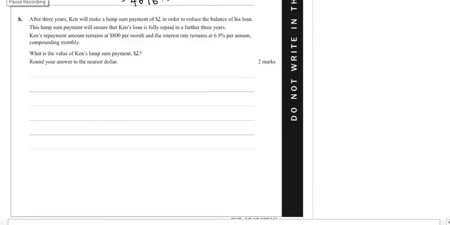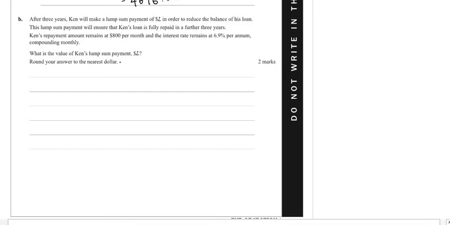Now part B. After 3 years, Ken made a lump sum payment of L amount in order to reduce the balance of his loan. This lump sum payment will ensure that Ken's loan is fully repaid after a further 3 years. Ken's repayment amount remains at 800 per month and the interest rate remains at 6.9% per annum compounded monthly. So what is the value of Ken's lump sum payment?